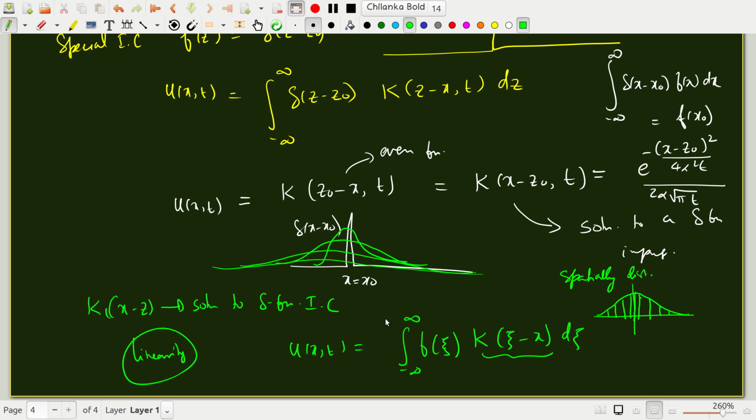Okay, I'll stop here, and in the next module we'll illustrate the use of a Laplace transform to solve a semi-infinite PDE. Thank you.